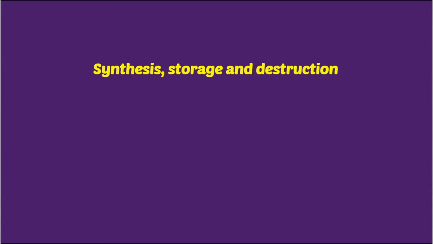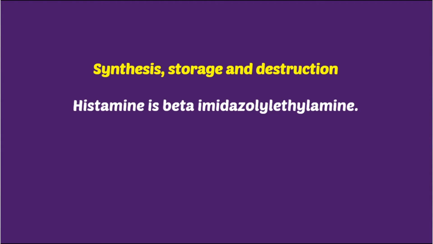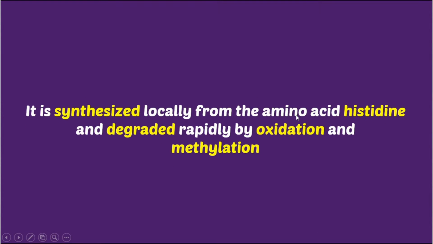Now let's see synthesis, storage and destruction of histamine. So histamine is beta imidazolyl ethyl amine. This is the structure of histamine. This is our imidazole ring and this is the ethyl amine part. So that's why it is called beta imidazolyl ethyl amine. It is synthesized locally from the amino acid histidine and degraded rapidly by oxidation and methylation.